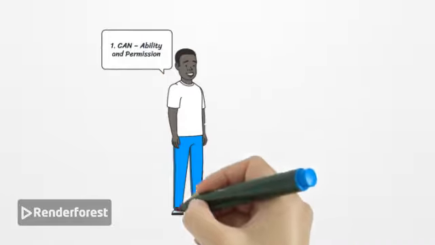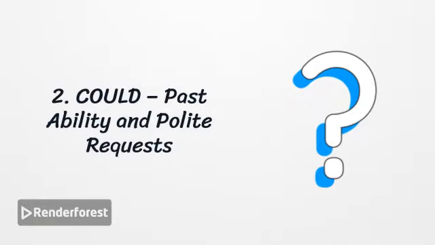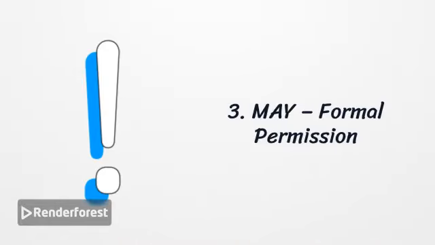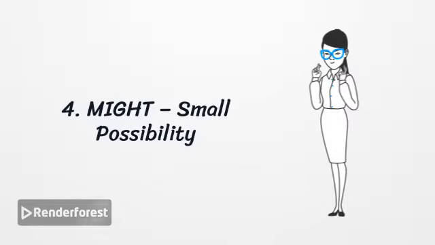We use can to talk about ability and for informal permission. Could is the past form of can, used for past ability and polite requests. Use may for formal permission and to indicate possibility. Might indicates a small possibility, suggesting uncertainty about an event.